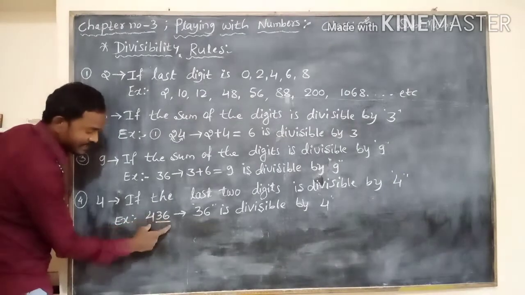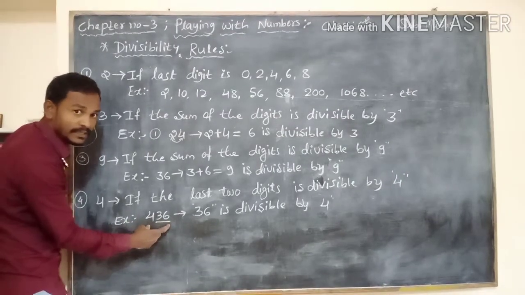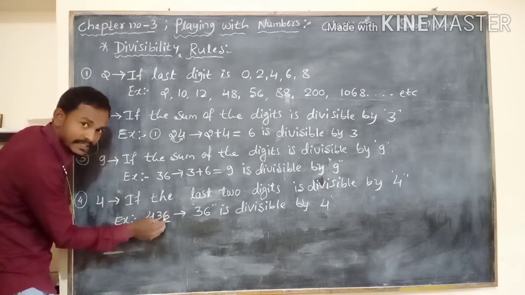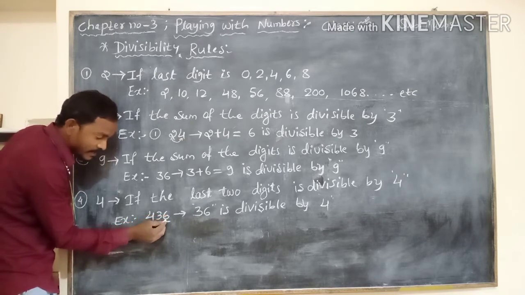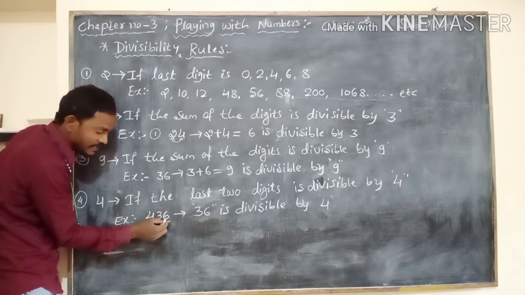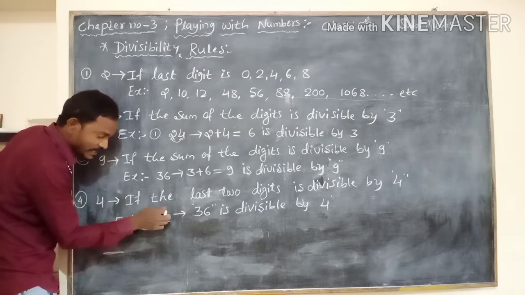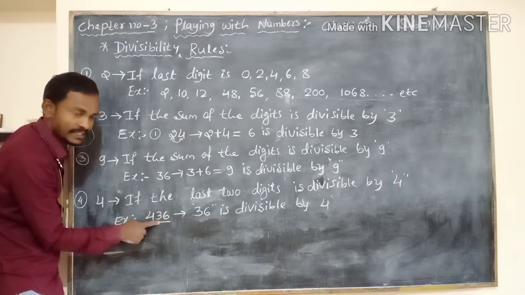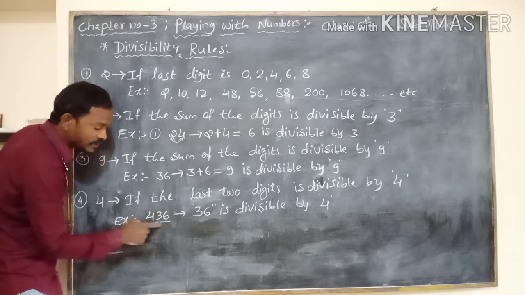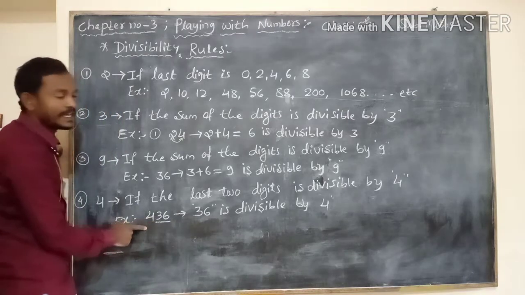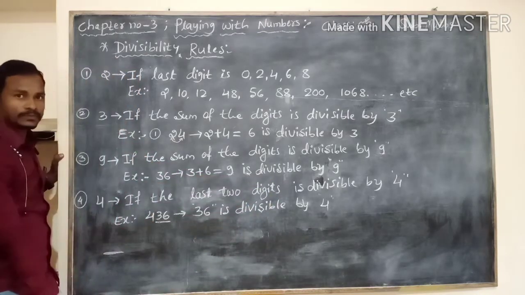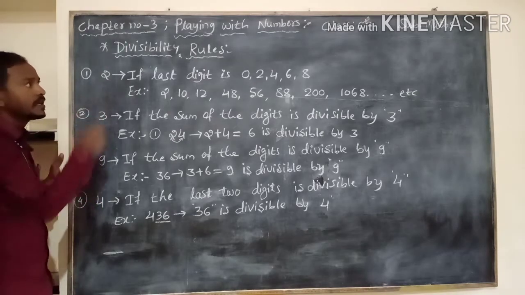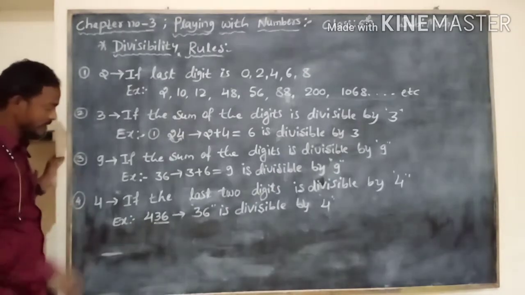Example, 436 is a number. The last two digits are 3 and 6, which make the number 36. 36 is divisible by 4, since 4 nines are 36. Then the total number 436 is completely divisible by 4. So these are the first 4 divisibility rules.